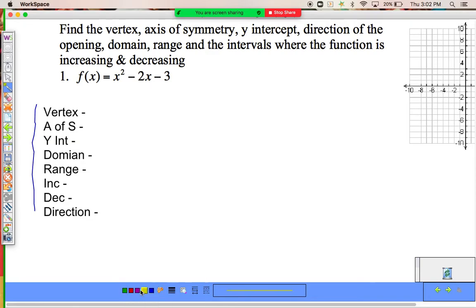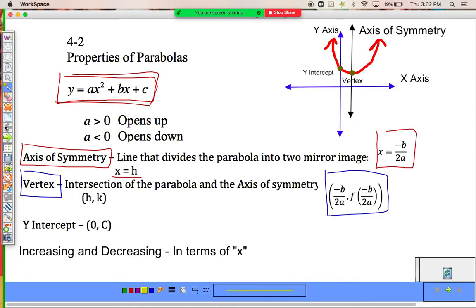So before we get going, as you're writing this down, I want you to find me after you write it down the direction, the y-intercept, and the domain. All we're writing down on this slide is what I put a square around. We don't need the other stuff.